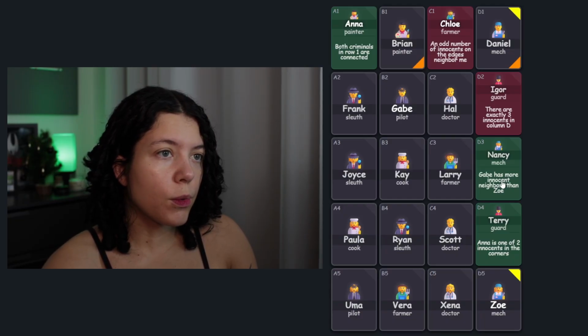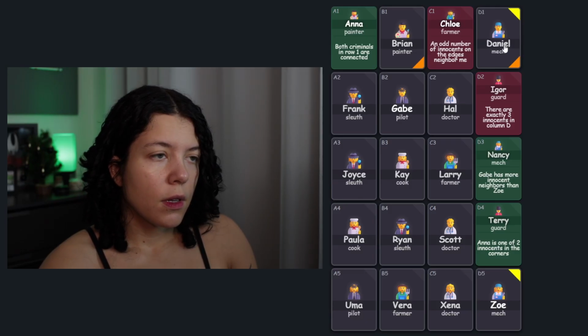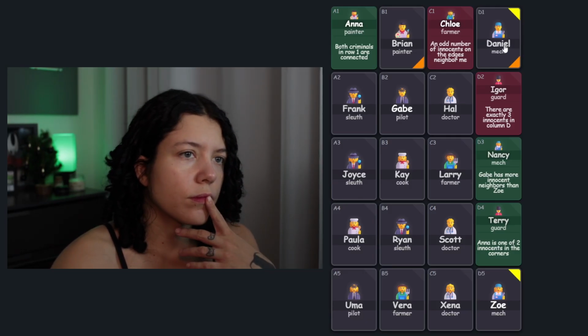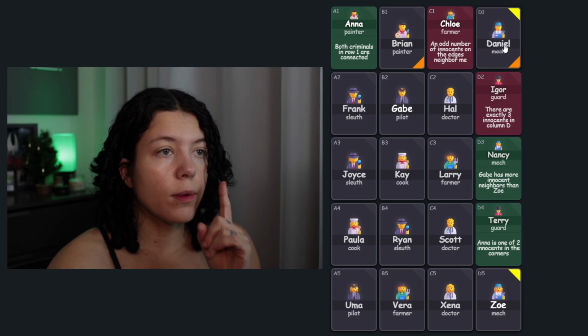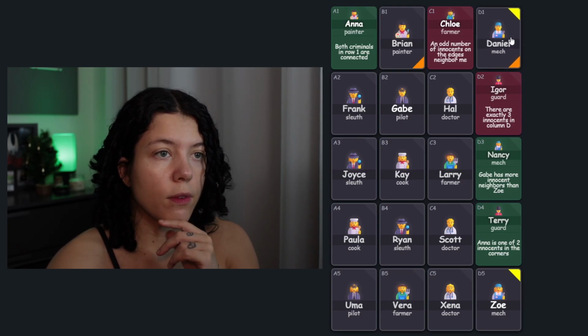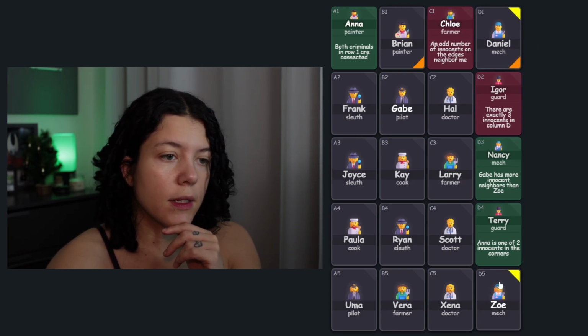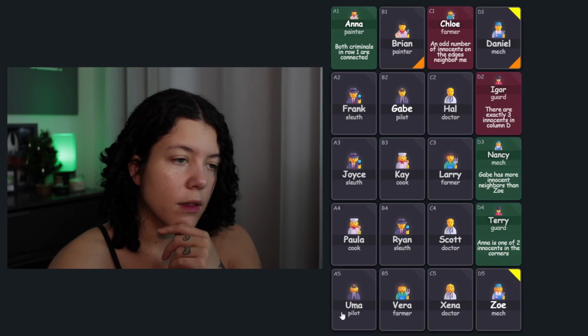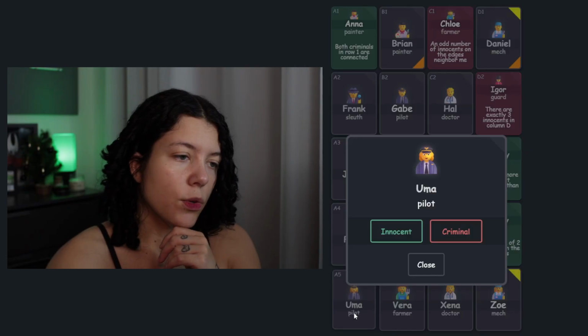Both criminals in row 1 are connected. There's no way for them not to be, and a number of innocents on the edges neighbor Chloe. That's either gonna be Brian or Daniel. Oh, one thing that we know is that since there's gonna be for sure one innocent on a corner here, Uma couldn't be an innocent. Same reason why Nancy has to be one. So Uma is a criminal.